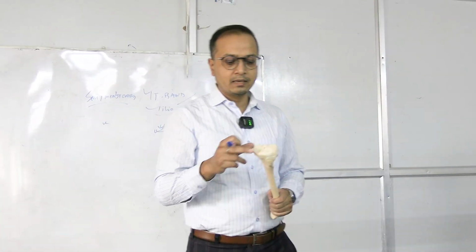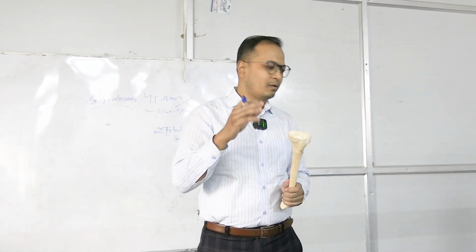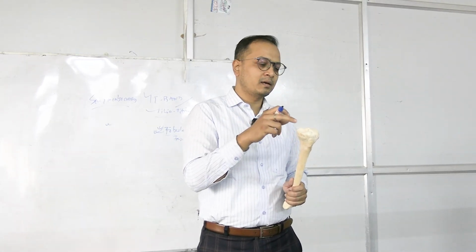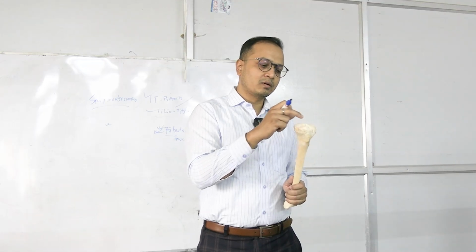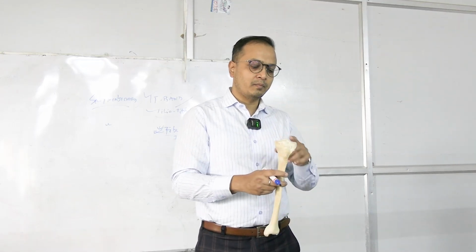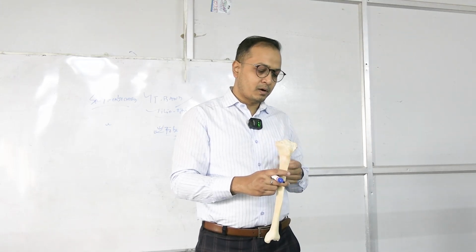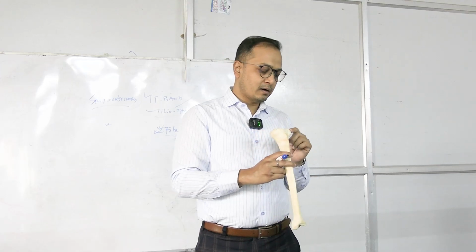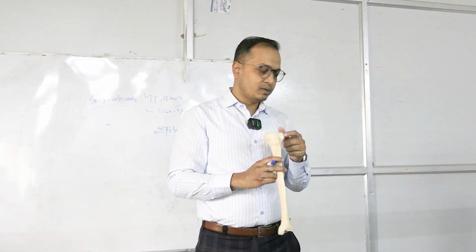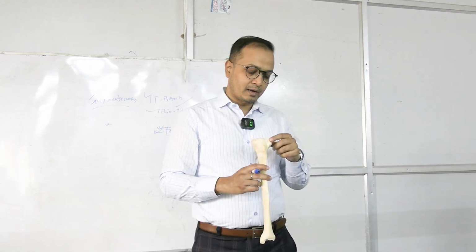So the upper end once again has two condyles, medial and lateral. In between the condyles, the space we call the intercondylar area, which has an eminence, the intercondylar eminence, splitting this condylar area into anterior and posterior parts. If you go to the lateral condyle, anterior to it we have a facet, for the attachment of the IT band or iliotibial tract.